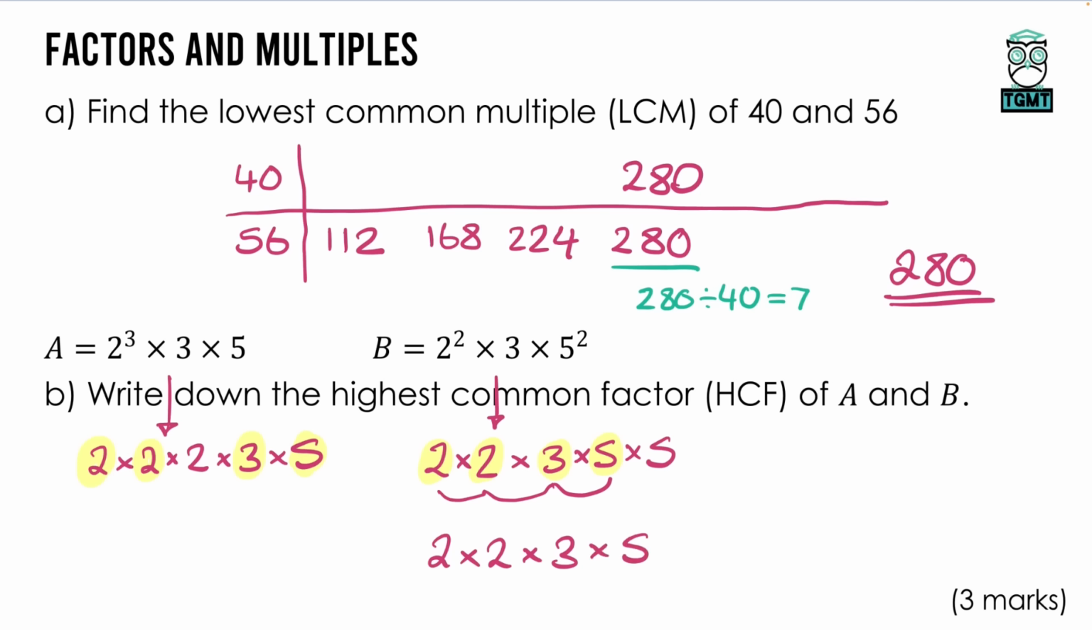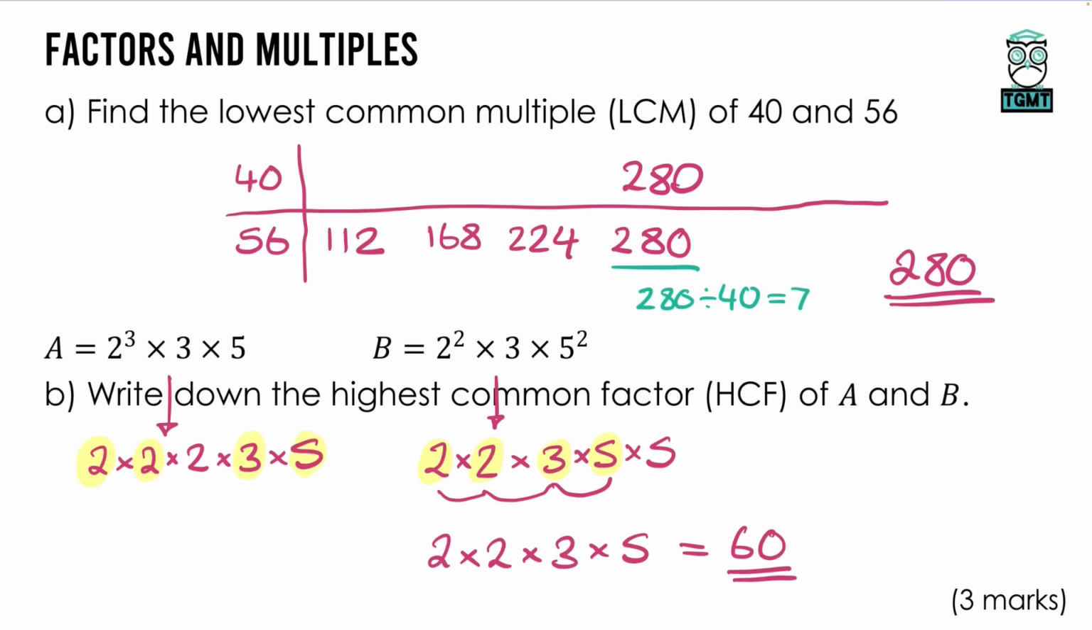Now whatever's in both, we're just going to multiply all these four numbers together, so 2 times 2 times 3 times 5, and again I'm just going to type that in on the calculator and it gives me an answer of 60. So when finding the highest common factor, you just need to find which of the prime factors are in both, and including any duplicates that are in both.